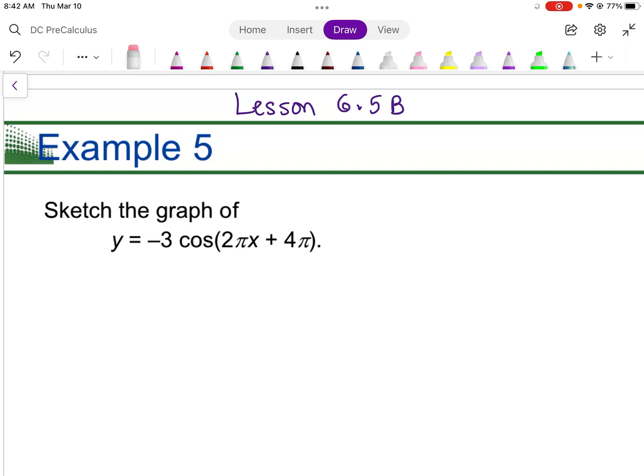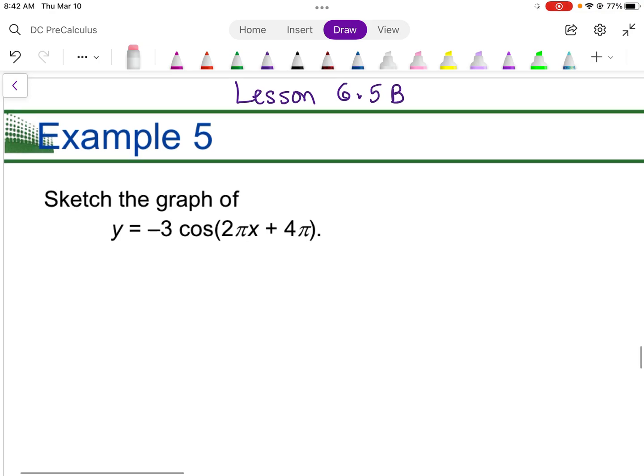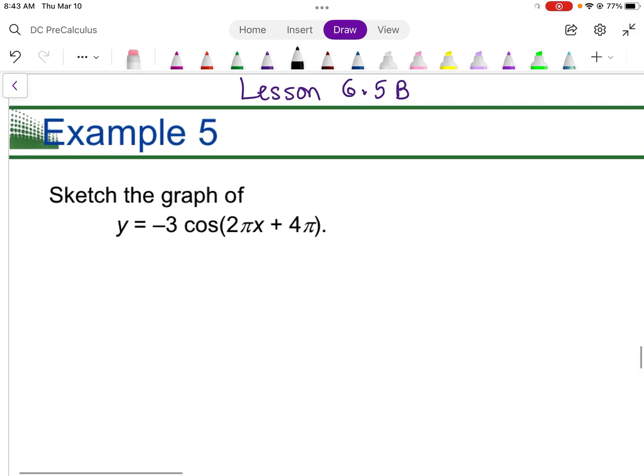Pre-calculus. We're going to pick up our notes today and finish them up for 6.5 Part B. Now, a few classes actually got started on this example, but I know at least one class did not. So if you've already started this example with me, feel free to fast forward to where we're at in your notes. All right, this one has an x-axis reflection.